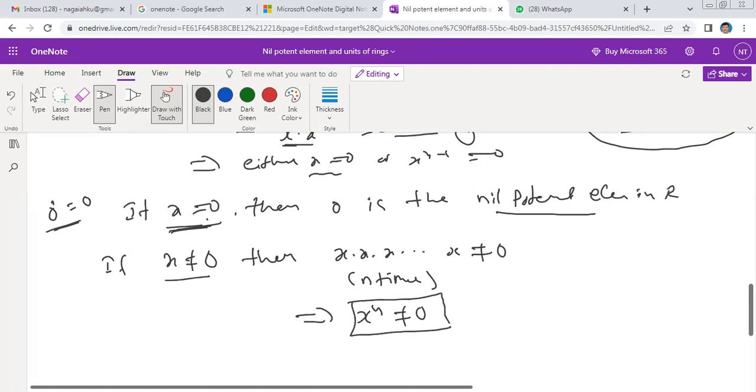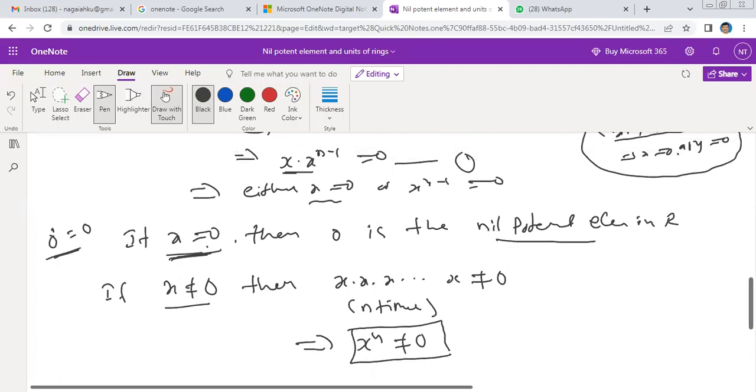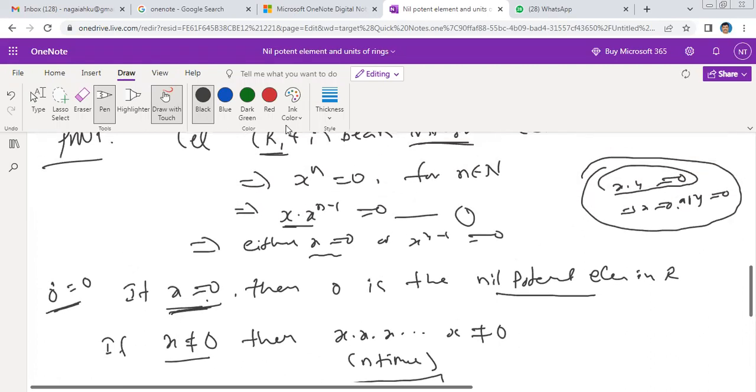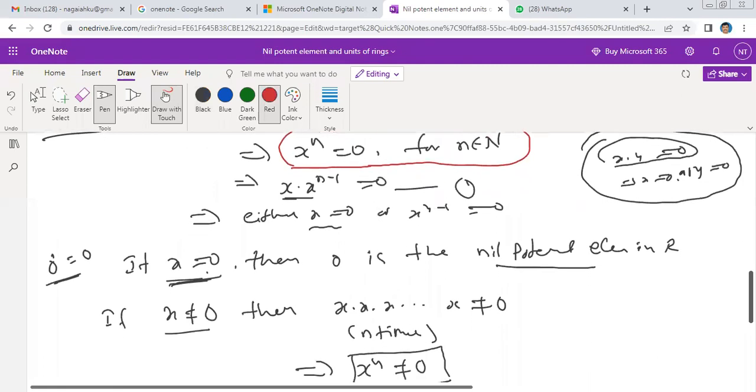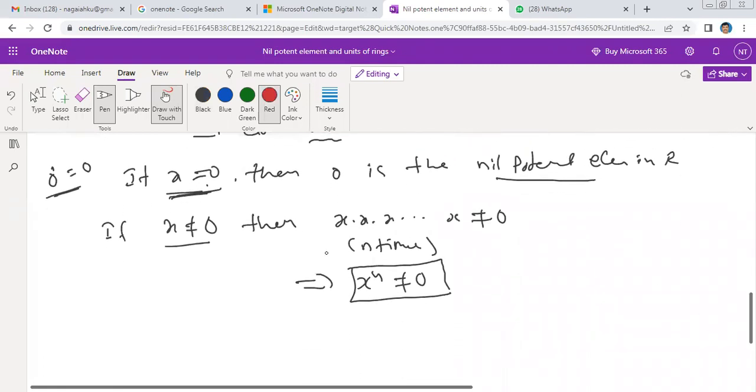You observe in the first equation, what is our assumption? x power n is equal to 0 for some n belonging to N. So this is a contradiction to our supposition. From 1, x to the power of n is not equal to 0. So what happens? Our supposition is wrong.